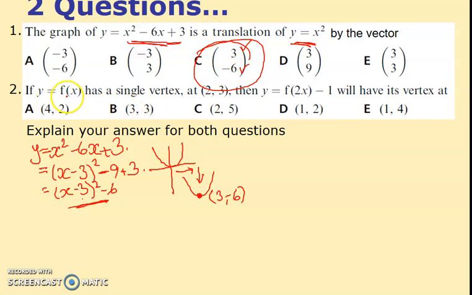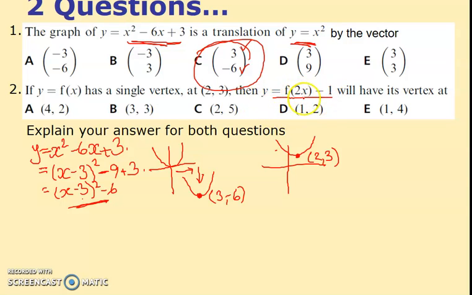The next one says, if f of x has a vertex at (2, 3). So this is one of those ones where they don't even tell you what it looks like. It just says we've got some graph. I don't know what it looks like, but at (2, 3) we've got a vertex, a turning point, a stationary point. And it says, what will this be like? Where will it be then?